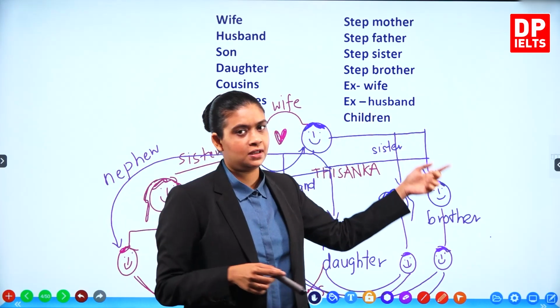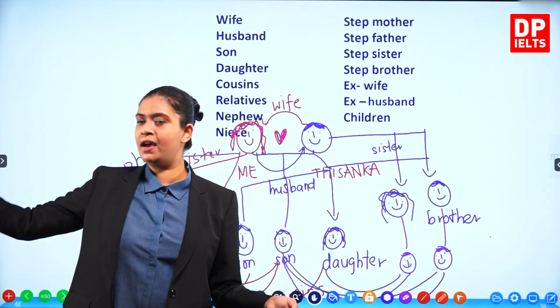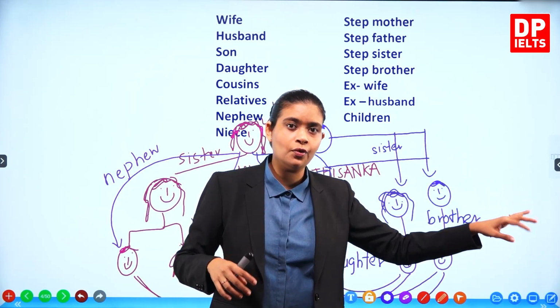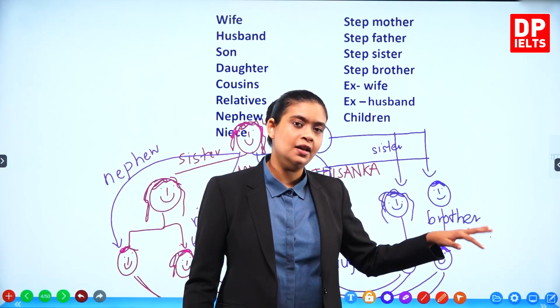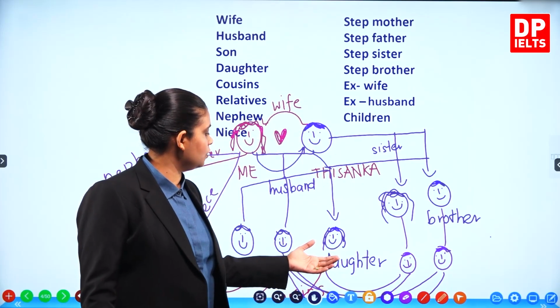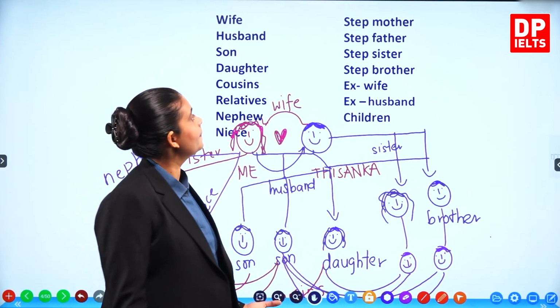Ex-wife, ex-husband. So if I was married to someone and I divorced him, he is my ex-husband. If Tisanka had a wife before and he divorced her, she is his ex-wife. Okay? Children are our kids in general. There is no gender. Right?